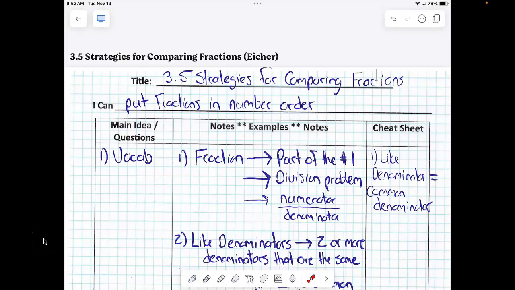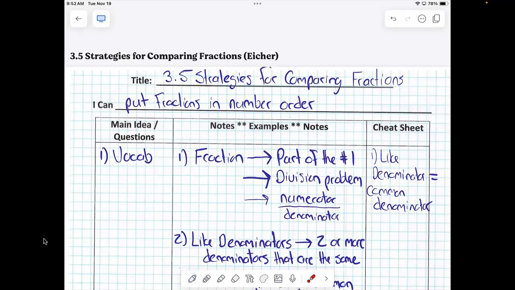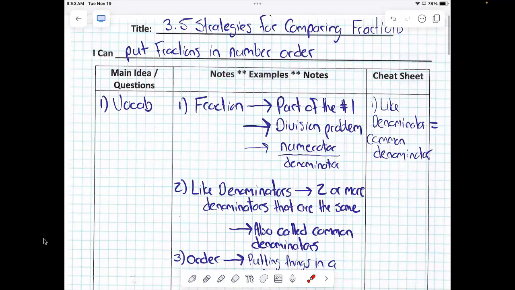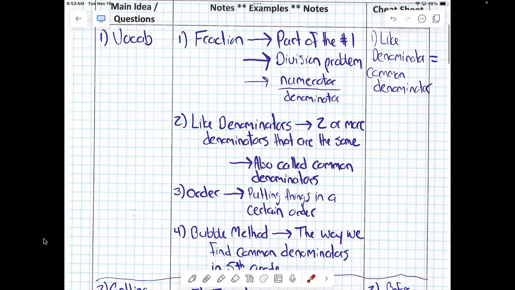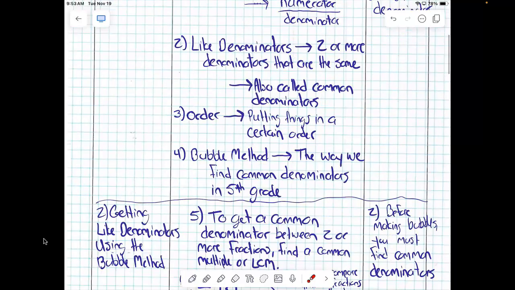Today we just finished learning how to compare fractions and some strategies. Yes or no? Yes. A fraction is part of a number. It's also an addition problem. The top part of a fraction is called the numerator, while the bottom is called a denominator. Like denominators would be two or more denominators that are the exact same, right? What's another name for like denominators? Common denominator. Yes, beautiful.